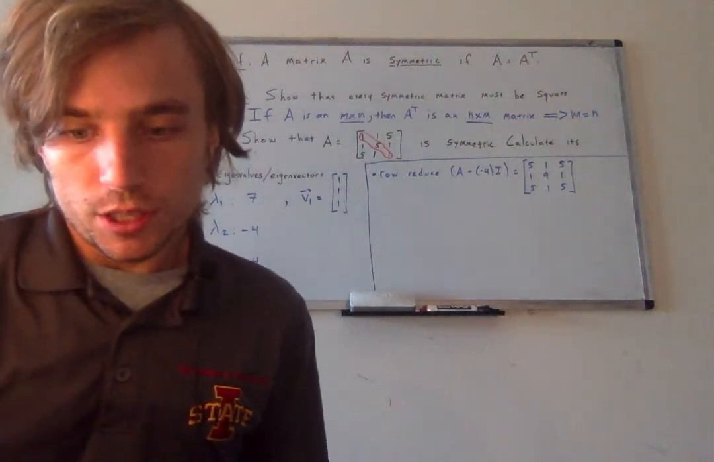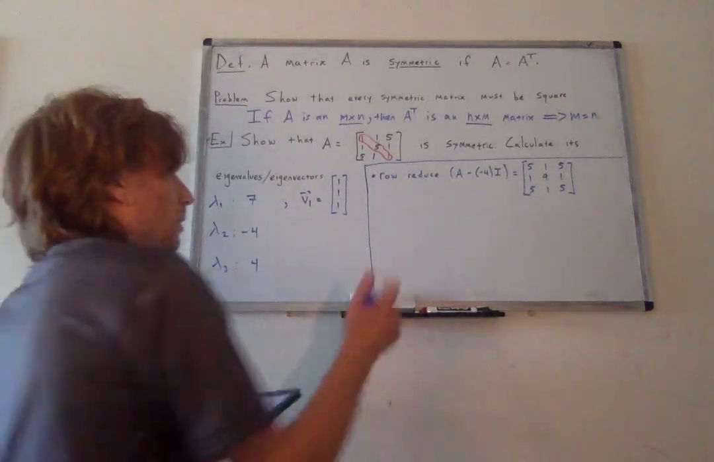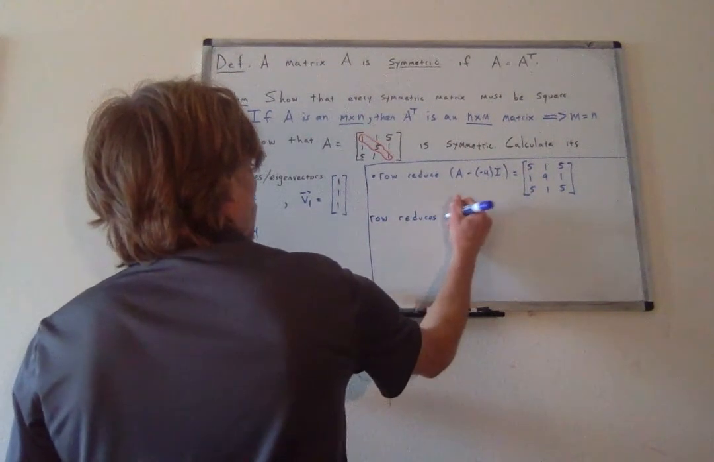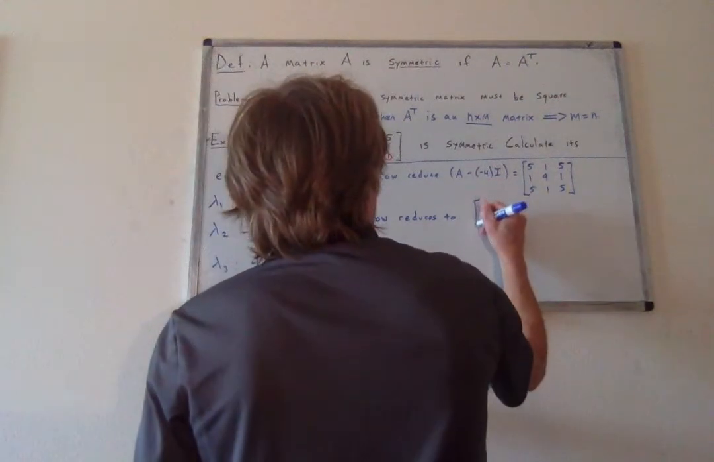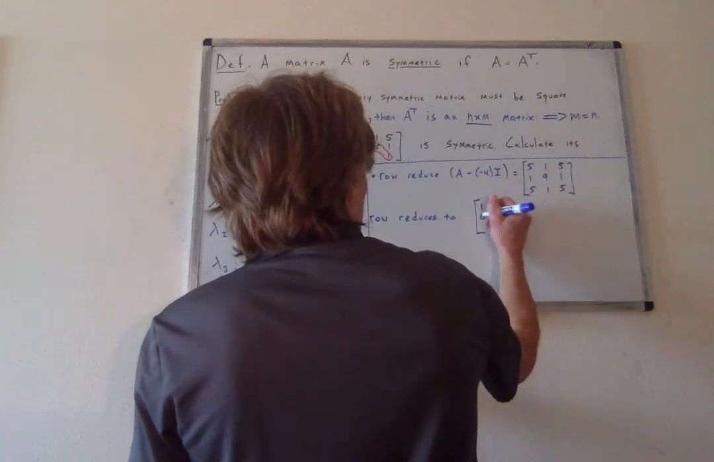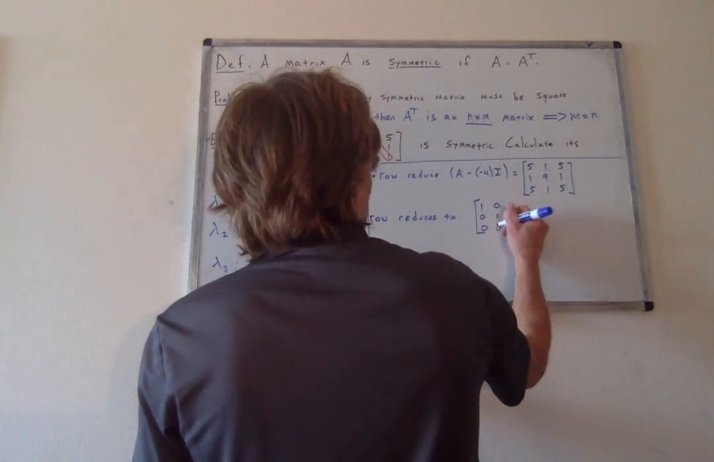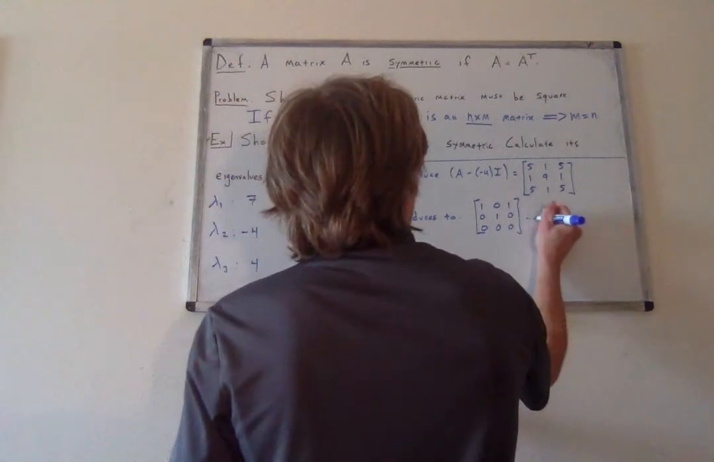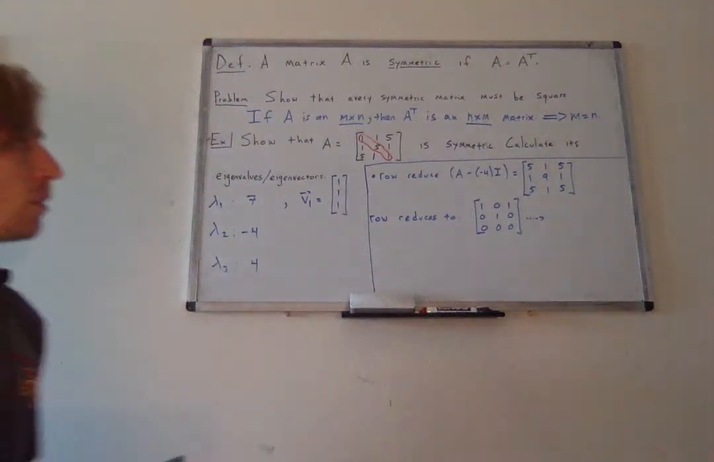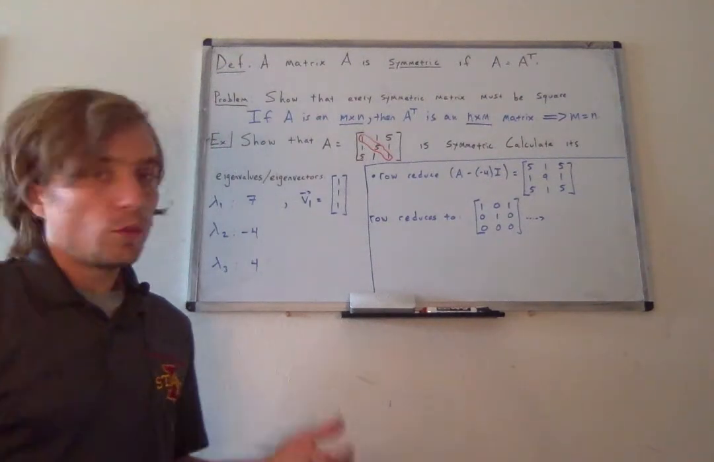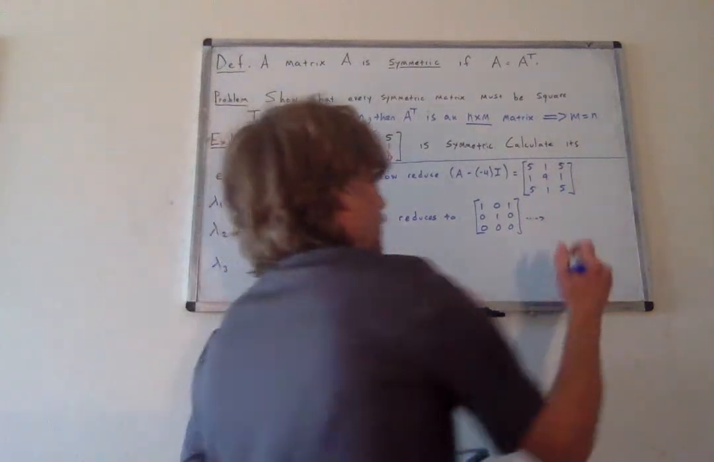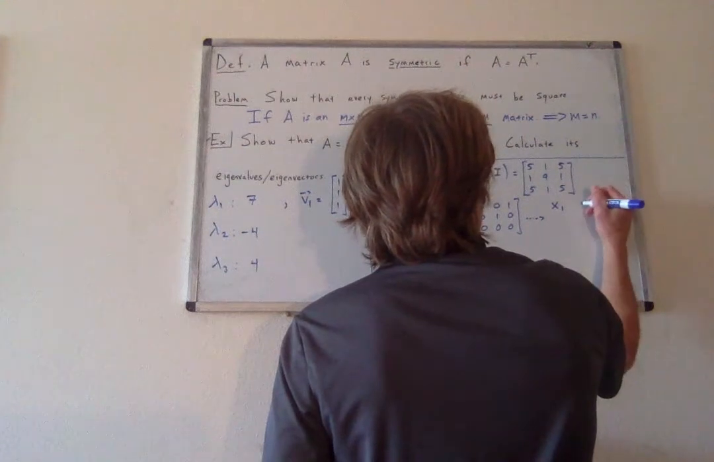And just to save time, I'll just tell you what the row reduced echelon form of this matrix is. So this row reduces to the matrix 1, 0, 1, 0, 1, 0, 0, 0, 0, which, remember, finding the eigenvector for this eigenvalue, -4, what we want to do is look at the parametric vector form solution to the homogeneous system of equations that this matrix represents.